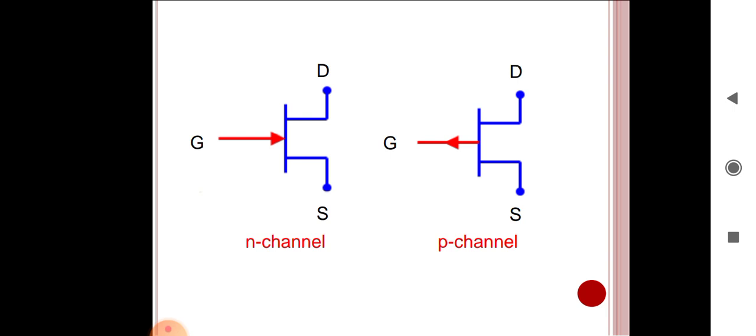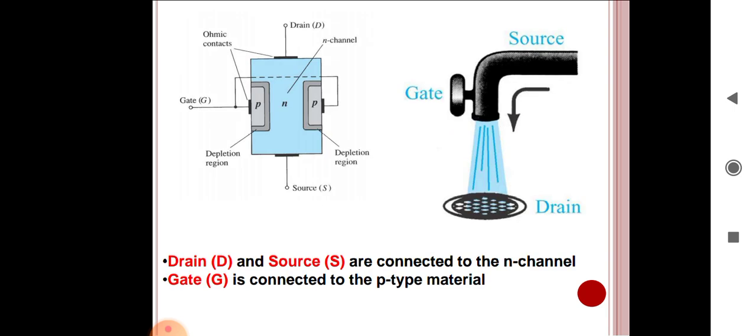Transistor symbols are also given to you. In the exam there is a possibility that a question will be asked on the symbols of these active components, right? So see it carefully and try to draw and practice it properly. Then the detailed construction of the N channel JFET is shown.